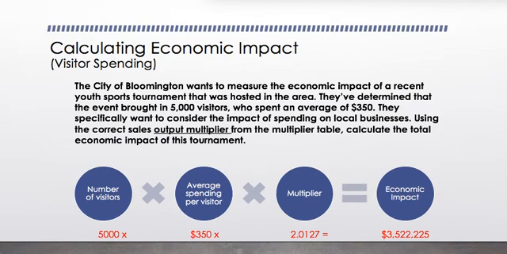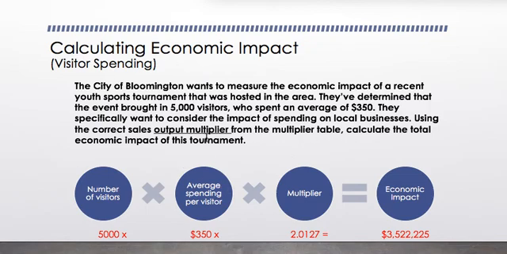So we can get a little bit more clear on what this looks like. I'm going to give you a practice case here. So the city of Bloomington wants to measure the economic impact of a recent youth sports tournament that was hosted in the area. They've determined that the event brought in 5,000 visitors who spent an average of $350. They specifically want to consider the impact of spending on local businesses. Okay, so using the correct sales output multiplier from the multiplier table, calculate the total economic impact of this tournament.